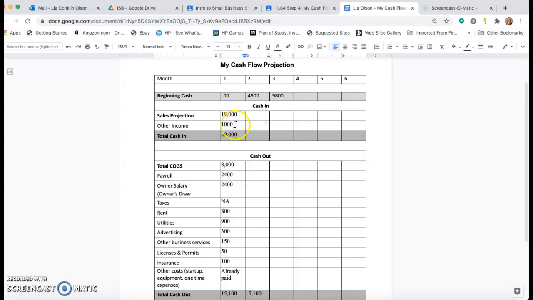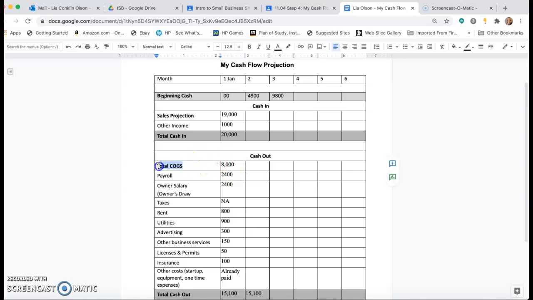And then if you have other income, if a relative is giving you $1,000 to add to your business, or if you have a loan and that money is coming into the business, then you can put that extra money here. You add that together, and my total cash in for, let's say, the month of January is $20,000. That's what I am projecting for this January.